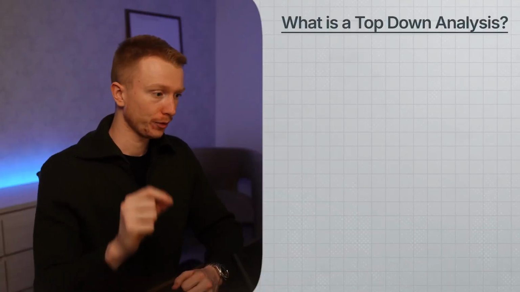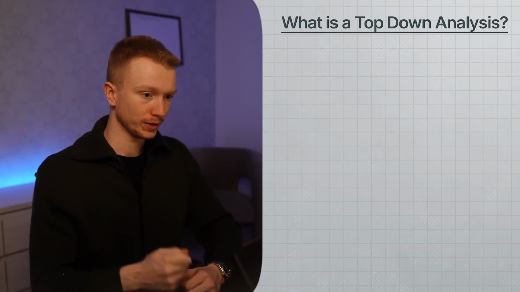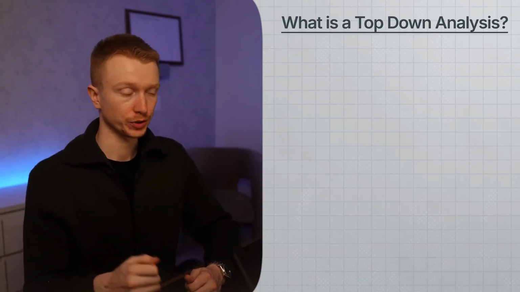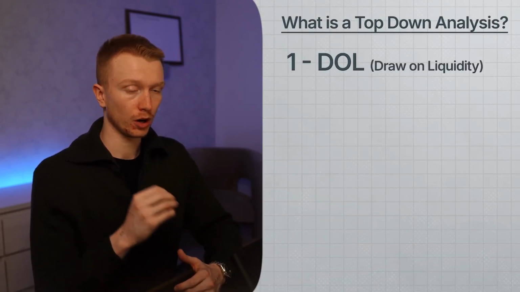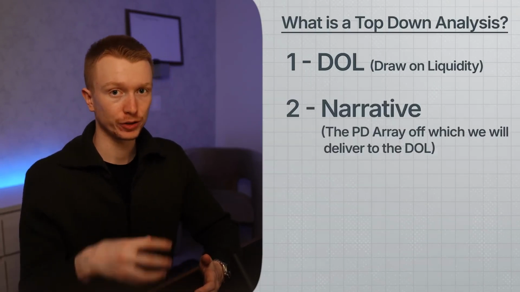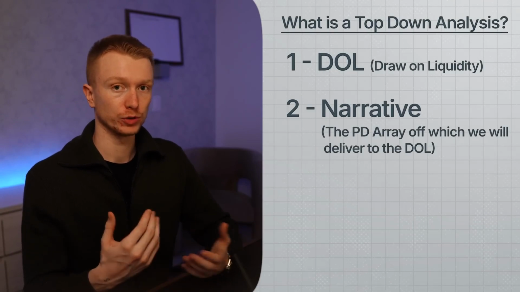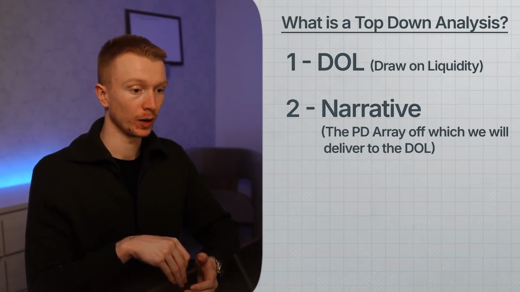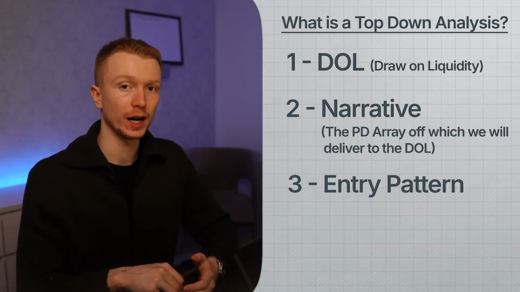So that starts with, we need to know what a top-down analysis is actually for. What's the purpose? The purpose is to find a draw on liquidity. And once we find that draw on liquidity, we need to find our narrative, that is the PD array, on how we're going to deliver there. And that is exactly where we then want to look for our entry pattern.